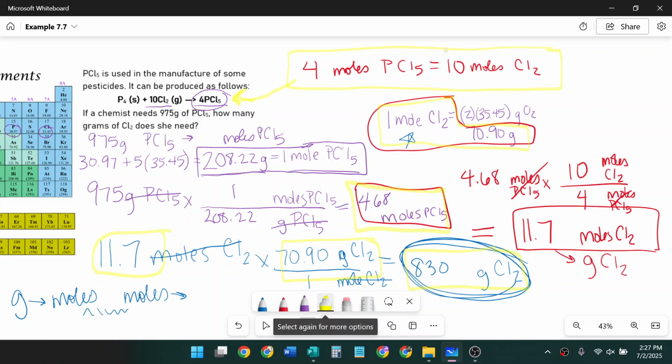Sometimes they give you moles, which means you get to just start in West Mulville and you can skip converting anything and just go straight to working with the equation. And then when you're done, convert it to grams. Other times they give you grams, you have to convert to moles, but then they ask for the answer in moles. So once you get your answer, like we did right here, if they had asked for moles, we wouldn't have had to convert back to grams.